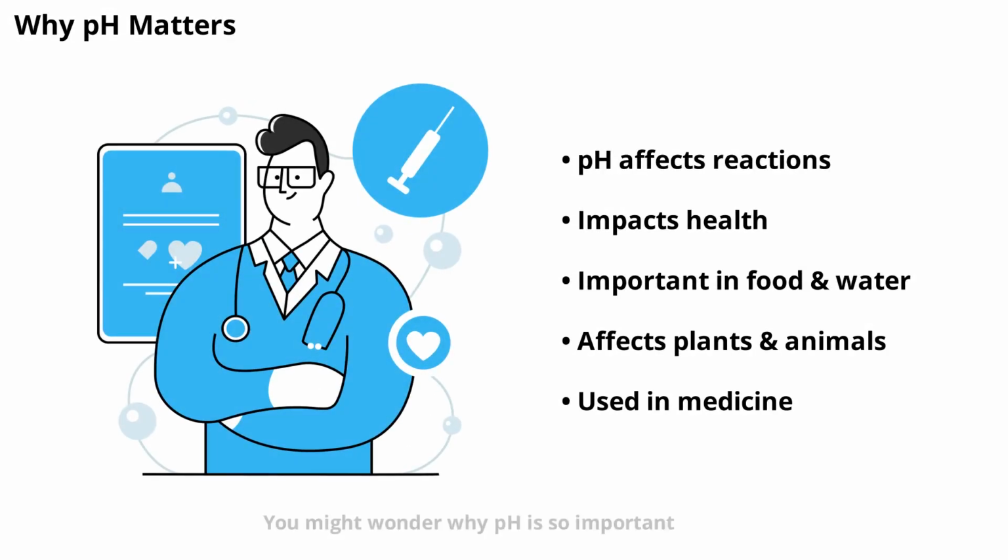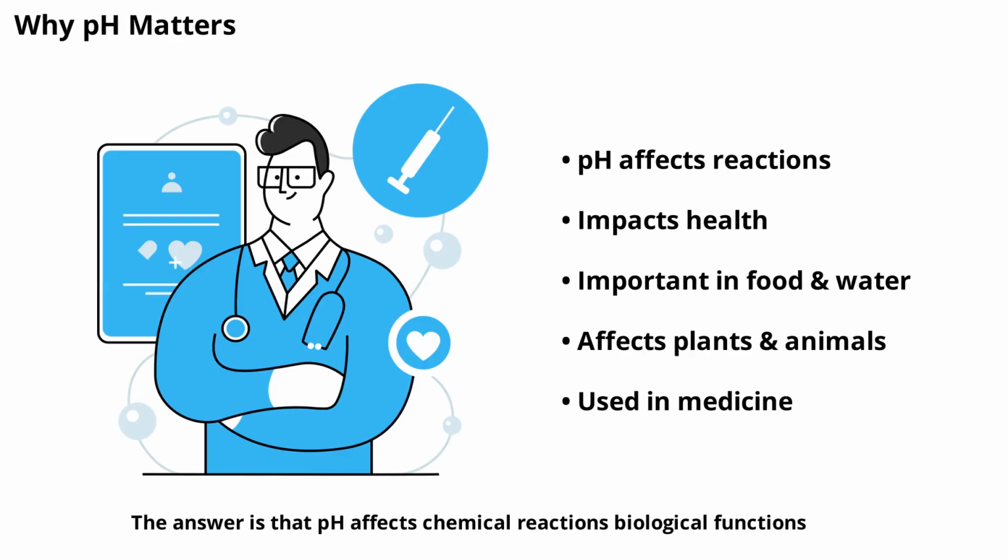You might wonder why pH is so important. The answer is that pH affects chemical reactions, biological functions, and even the taste and safety of our food and water. For example, plants need soil with the right pH to grow well, and fish require water with a specific pH range to survive. In medicine, pH levels in the body are closely monitored to ensure health. Understanding pH helps us make better choices in cooking, cleaning, gardening, and healthcare.